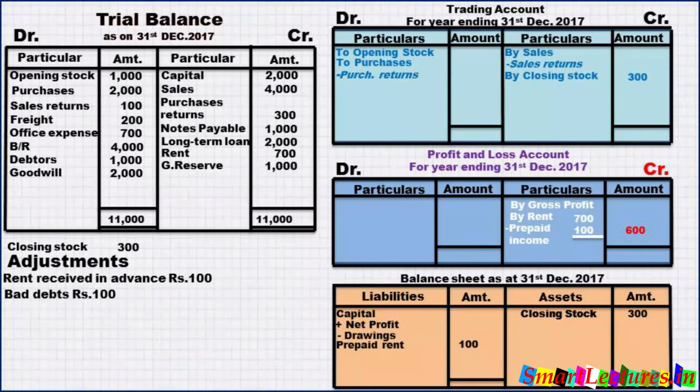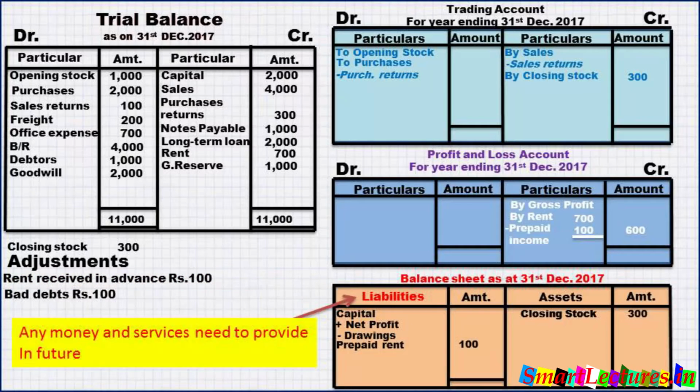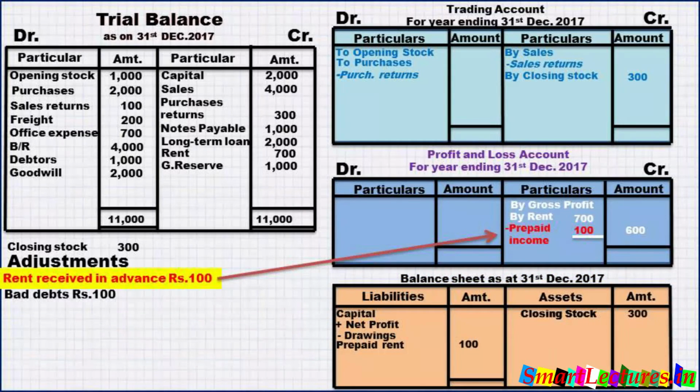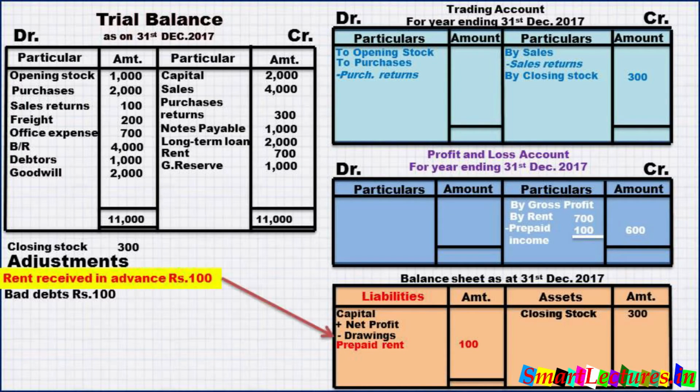So if any income has been received in advance, on the balance sheet it will become a liability. Liability means any money we have to pay in future or any services we have to provide in future. So this is a liability. Now rent has been deducted in the inner column. So I repeat it again. Whenever there is any income received in advance, on one side it will become a liability, and on the other side it will be deducted in the inner column from that income.